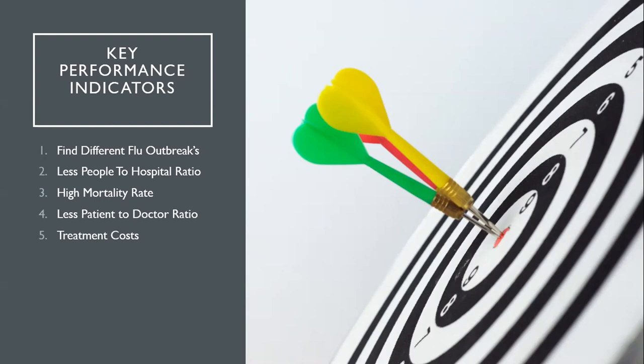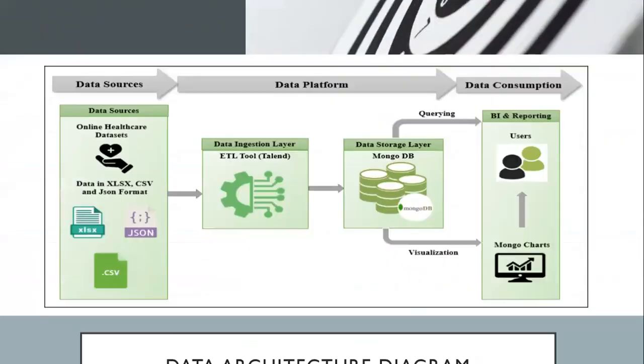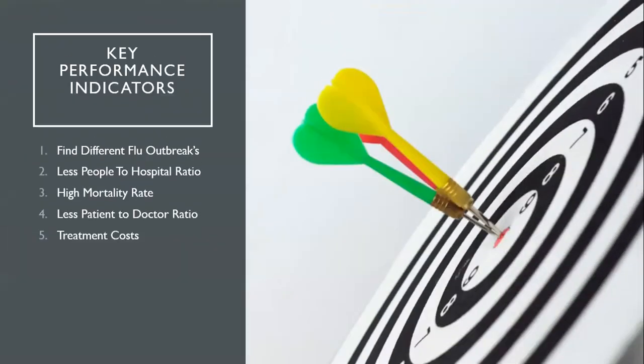Secondly, we can talk about the less people to hospital ratio. Suppose a hospital has many patients which they can't take care of, so our boot camps will be able to provide them with the resources which they need to cure the people. Next, we talk about the high mortality rate. So basically, it would be the rate at which the diseases are mortal.